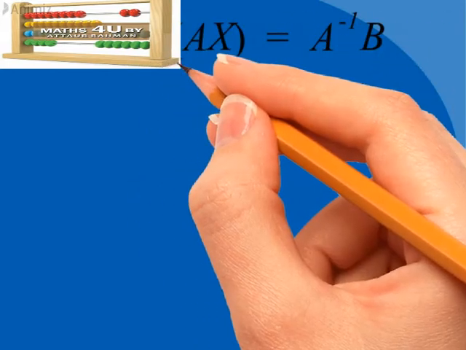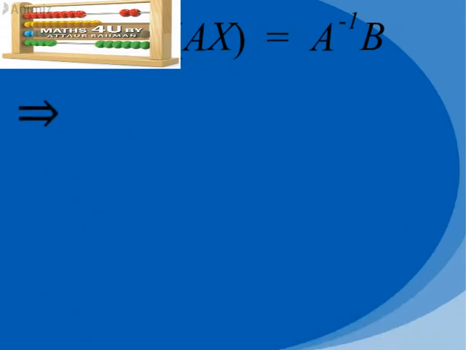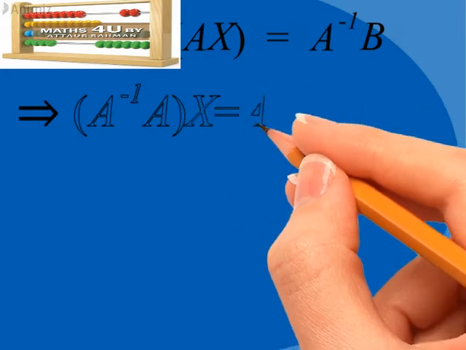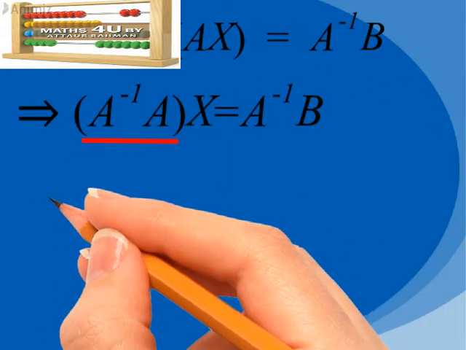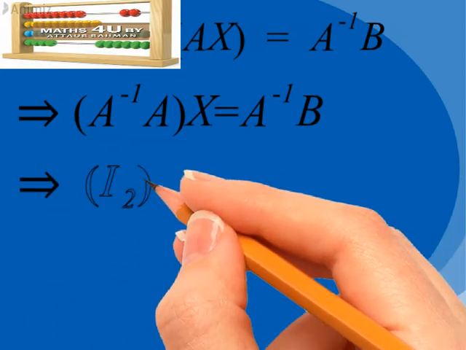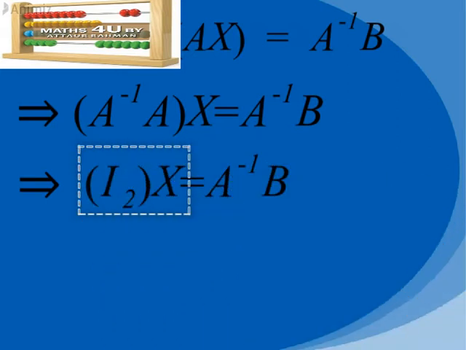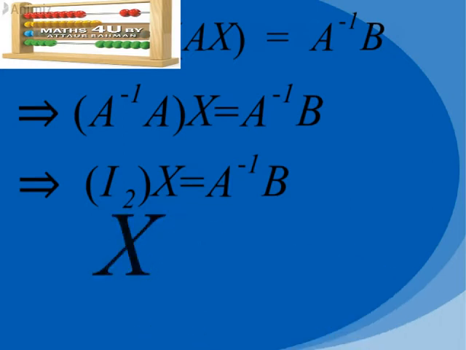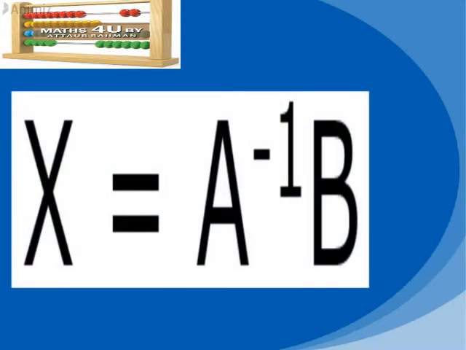Here we will use associative law of multiplication. Thus we have A inverse into A along with X is equal to A inverse into B. Since A inverse and A are multiplicative inverses of each other, their product will give identity matrix of order 2. That is, now the product of identity matrix and the matrix X gives back the matrix X. Thus we obtain an equation for the solution of inversion method. That is, X is equal to A inverse into B.